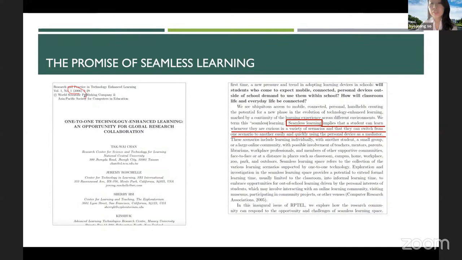This is the part of the paper, and we can look at how they initially define seamless learning. And here is the definition. And you can catch that the key idea is that now learners can switch between different scenarios. But how do they switch? It's through the mediation of mobile devices.